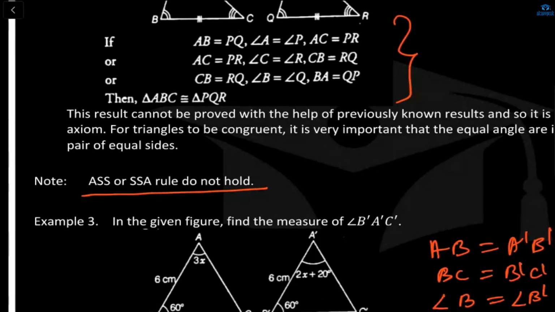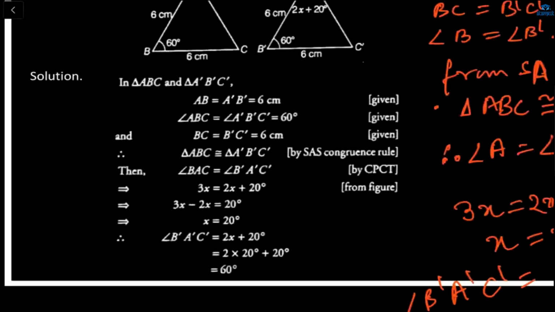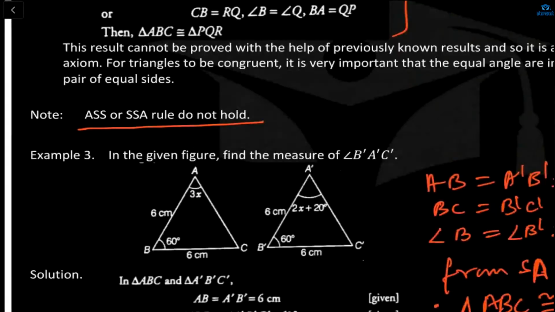Corresponding part of congruent triangle. Okay, remember this CPCT. Now, is there still any doubt? It is clearly mentioned in your notes that the ASS or SSA rule does not hold. You cannot prove that two triangles are congruent by ASS or SSA. You always have to have the SAS rule only.